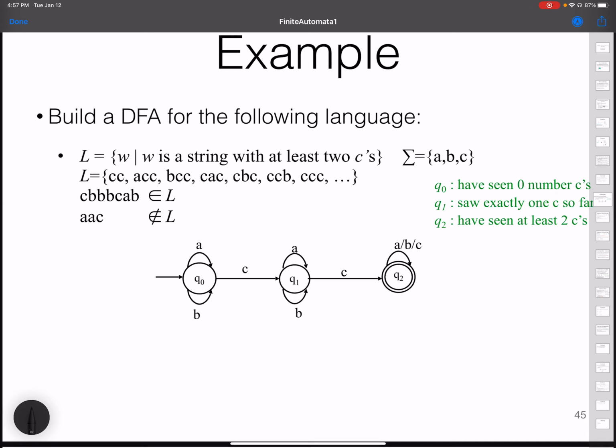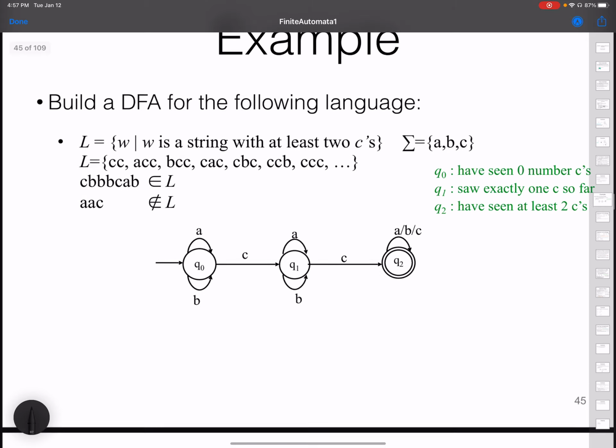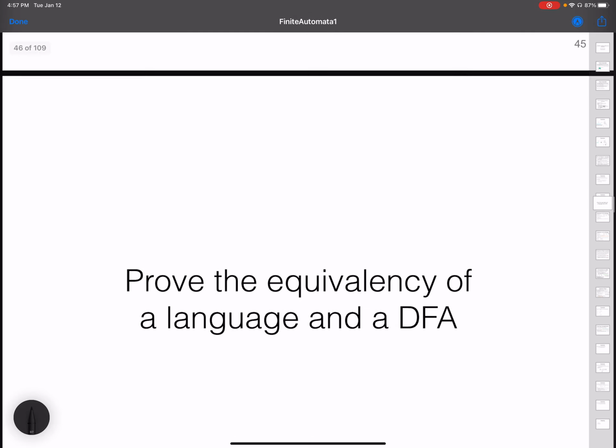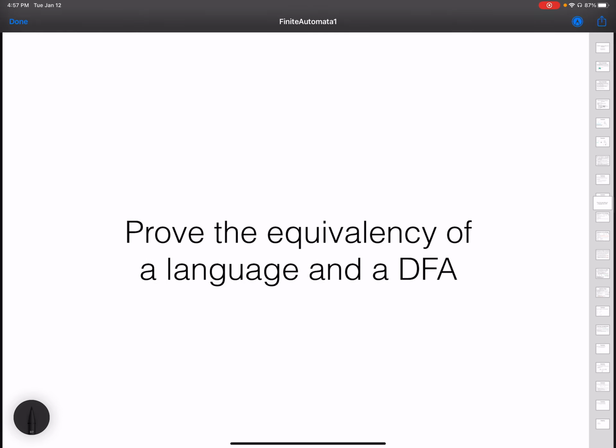Okay, I'm going to finish this lecture. I think it's been around an hour. In the next lecture, we are going to talk about how we can prove whether the state diagram that we draw, the finite state machine that we create, represents the language that we are interested in or not.